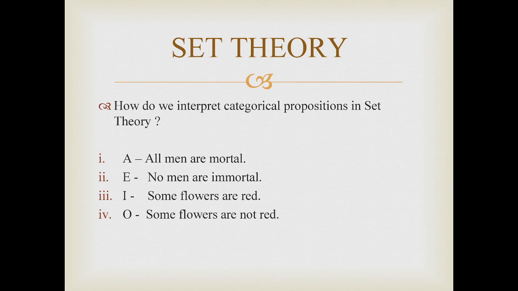Some flowers are not red. That also has a member. Flowers that are not red also have a member. For example, the lotus, the national flower, is a flower and is not red. Lotus is pink or white. In that way we interpret the four categorical propositions in set theory.